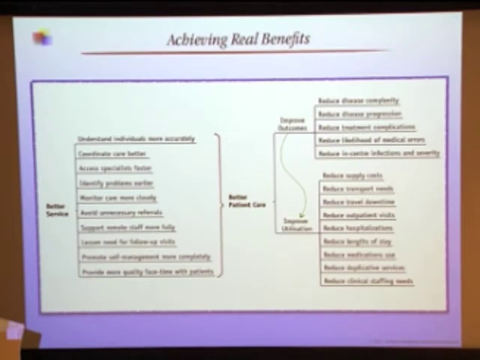And of course, once we start to do this, what you find, and you can look through Rogosin, is you get a whole range of systemic benefits. Whether you're coordinating care better, identifying problems earlier, or reducing complexity of disease. One of the benefits of reducing complexity, severity, et cetera, is you probably need fewer clinical staff in the end. And we'll talk to that in a moment.